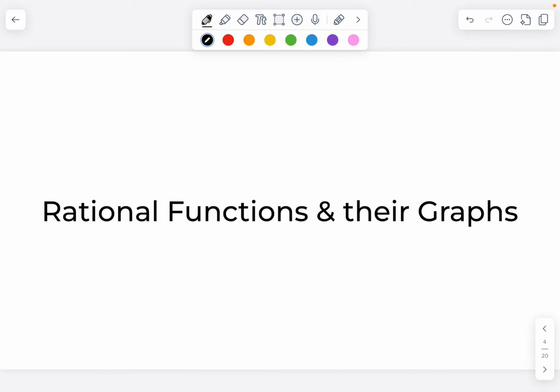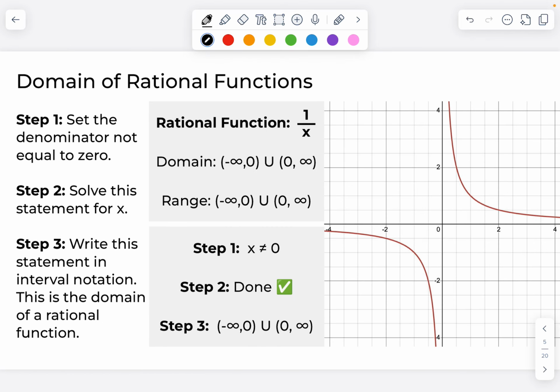In this lesson, we are going to talk about rational functions and their graphs, and then talk about characteristics of these functions and their graphs. So, some things to know about the domain of rational functions and just some general information about rational functions. This is what a rational function looks like.